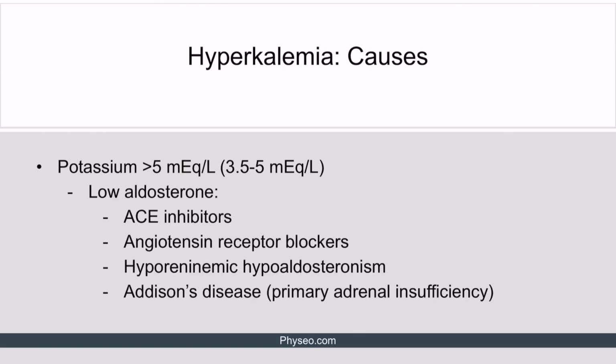Finally, we talk about the causes of hyperkalemia with low aldosterone. ACE inhibitors and angiotensin receptor blockers decrease aldosterone production. Therefore, aldosterone is no longer stimulating potassium secretion from the collecting tubule. Hyporeninemic hypoaldosteronism is common in diabetes and results in hyperkalemia by the same mechanism that we already discussed for ACE inhibitors and angiotensin receptor blockers. Lastly, Addison's disease, which is primary adrenal insufficiency, also causes decreased aldosterone production and therefore hyperkalemia.